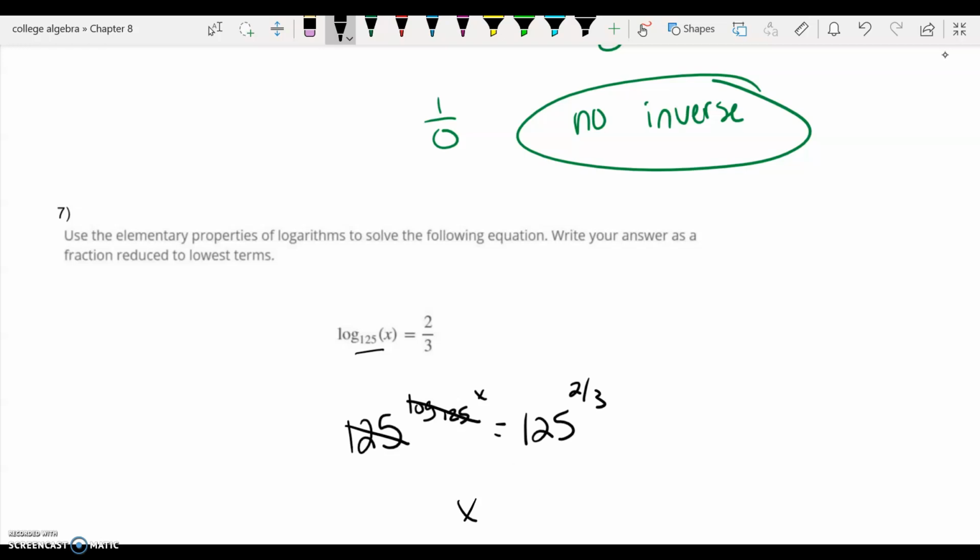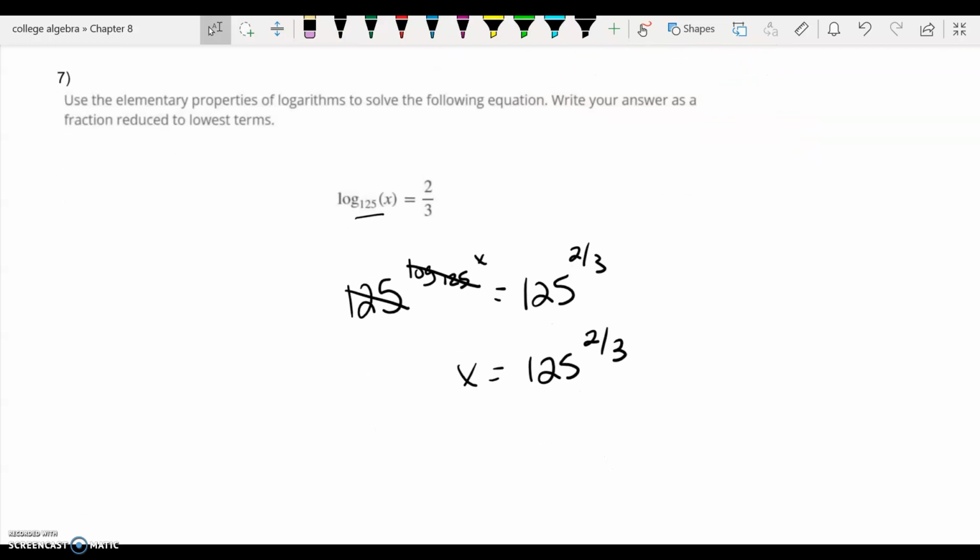That gets rid of this, so then you have x equals 125 to the 2/3. Just type it into your calculator. You're going to get 25.